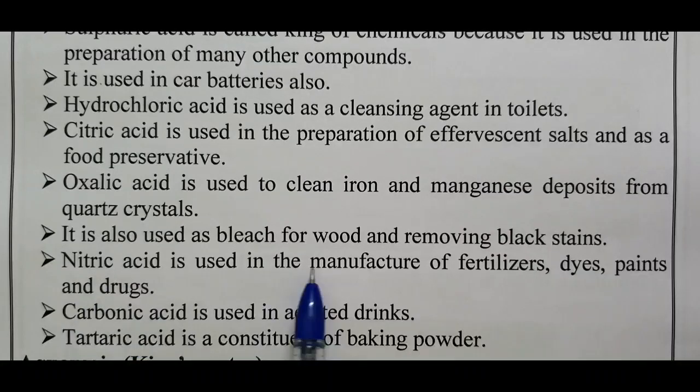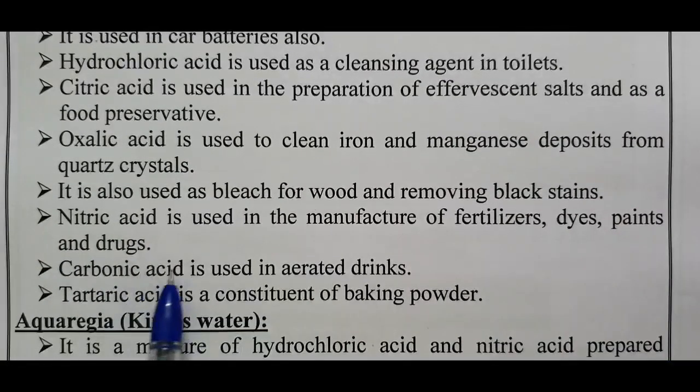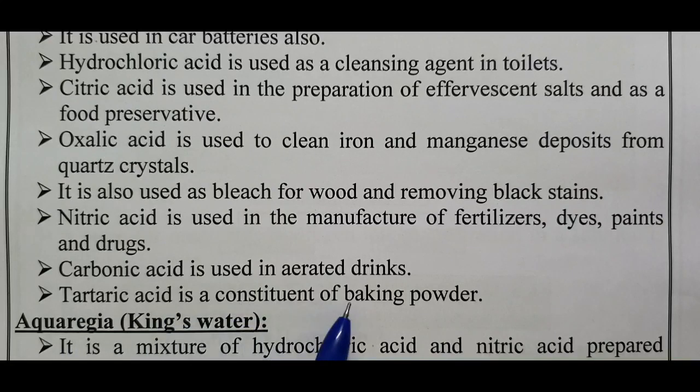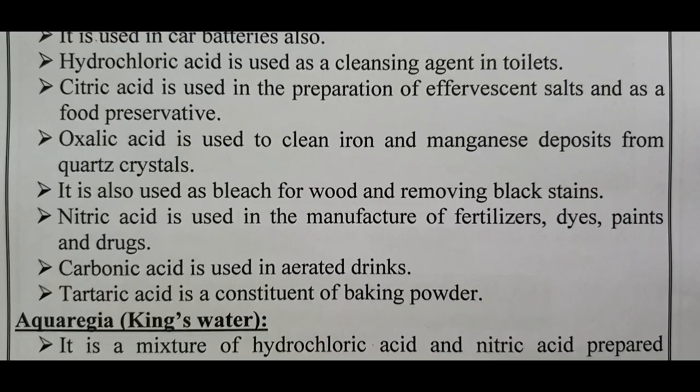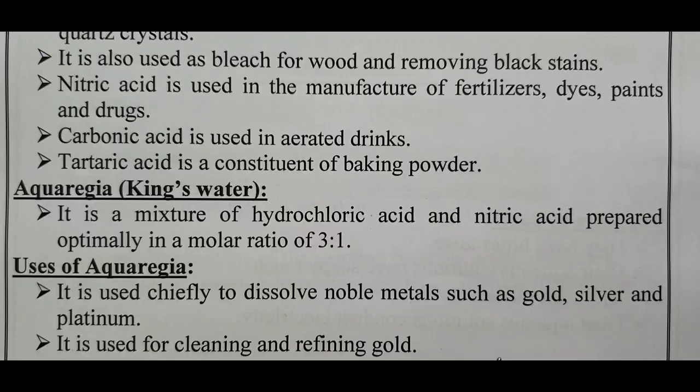Nitric acid is used in the manufacture of fertilizers, dyes, paints and trucks. Carbonic acid is used in aerated drinks. Tartaric acid is a constituent of baking powder. Now come to some important points.